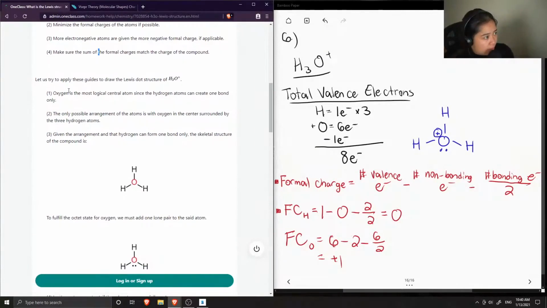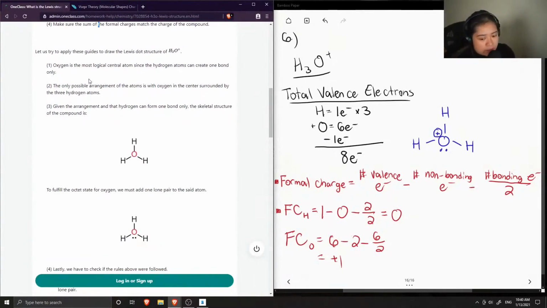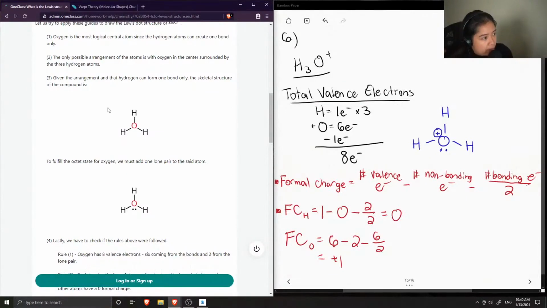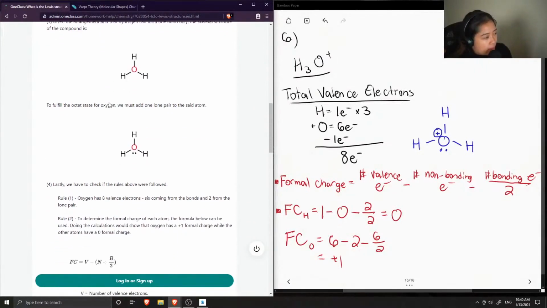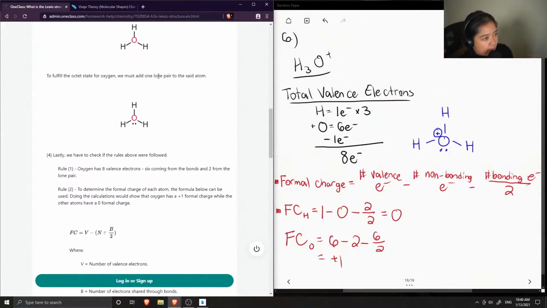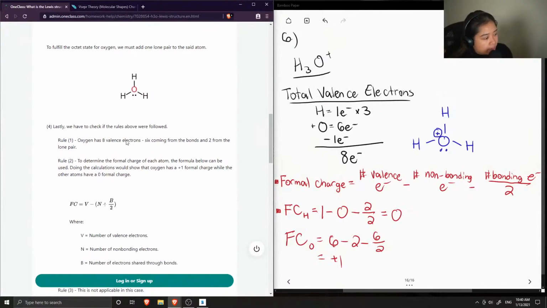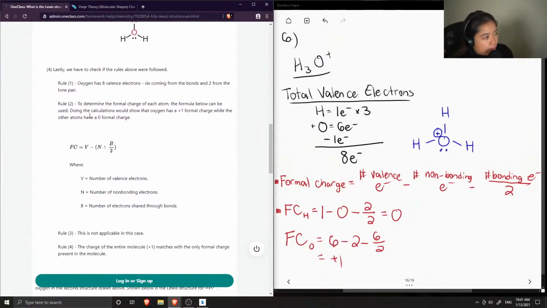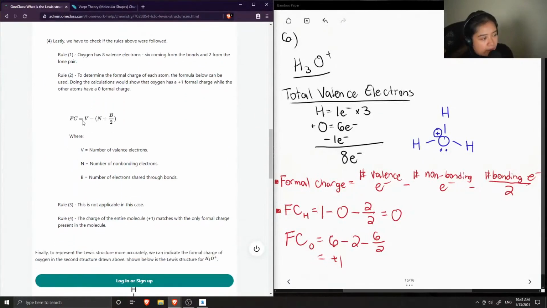And then they apply these guides to draw the Lewis dot structure of hydronium. Oxygen is the most logical central atom, since the hydrogen atoms can create one bond only. And then they drew the possible arrangement. And now to fulfill the octet state for oxygen, we must add one lone pair to the said atom. Okay, so they just double checked all the rules, and they showed the equation for formal charge.